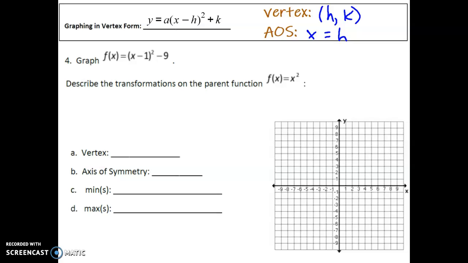The axis of symmetry is a line, so you should have x equals 7 or x equals 2 or whatever that number is that's in the x value, because the x value of the vertex, that h, is where the axis of symmetry is going to go. All right, we will complete the rest of these notes together in class.